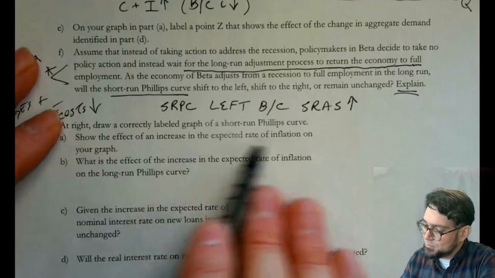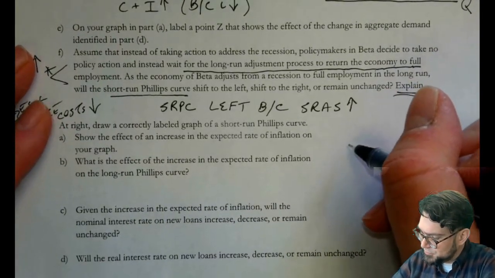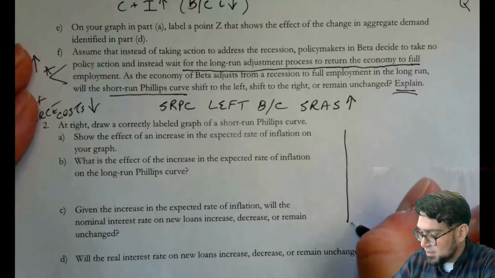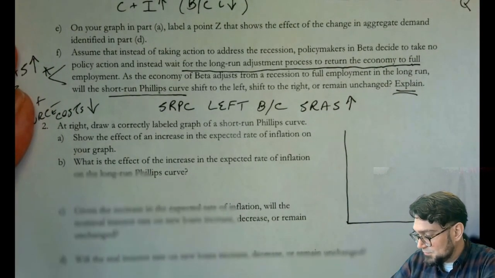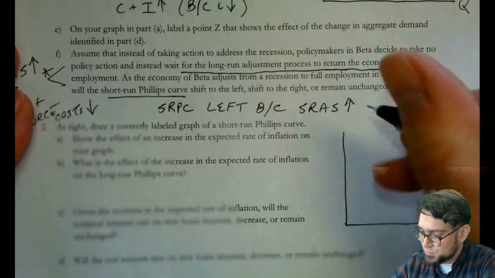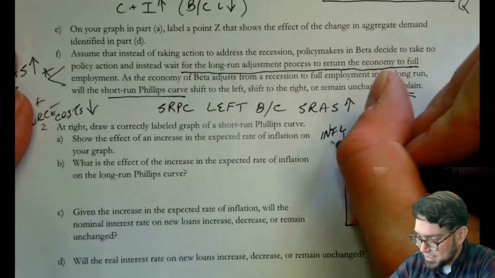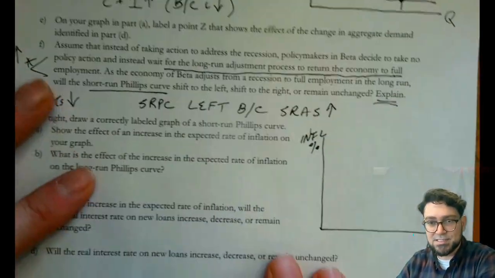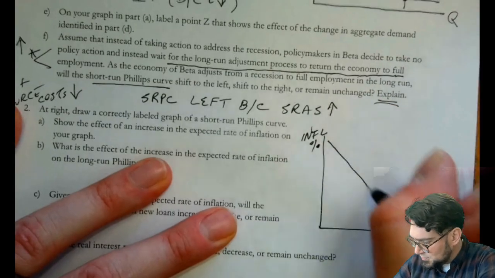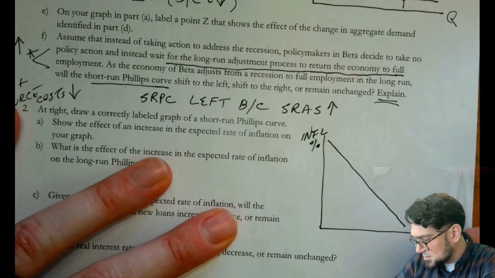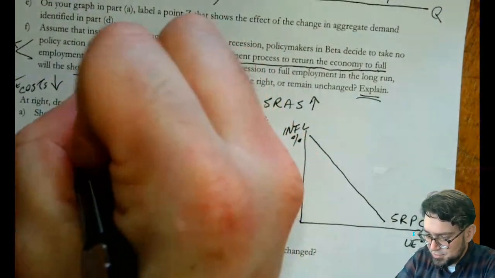At right, draw a correlative graph of the short run Phillips curve. Show the effect of an increase in the expected rate of inflation on your graph. So we have UE percent. Ooh, that first one was kind of a doozy. Not going to lie, it took us in a lot of directions. And this one only asks for the short run Phillips curve, so that's all I'm going to draw, SRPC. And so I'm done here.